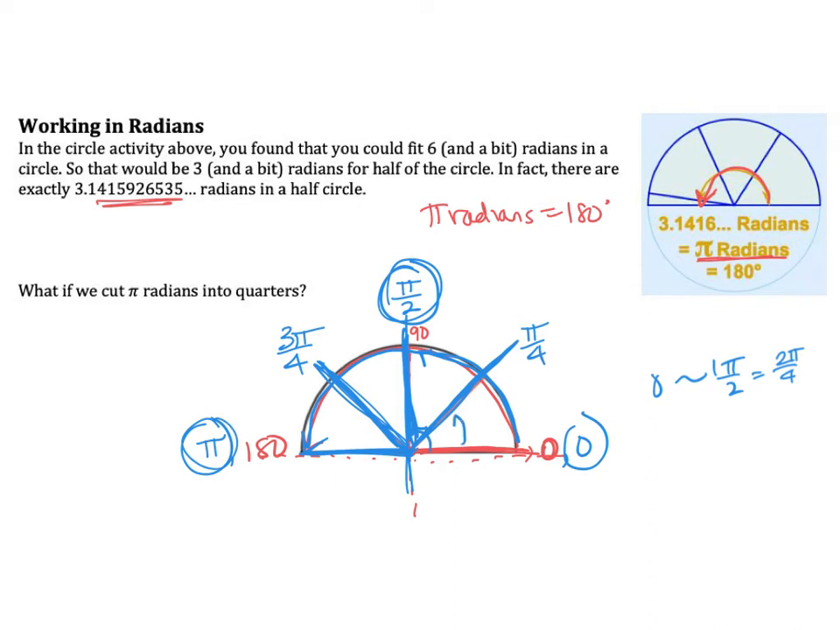We could rotate pi over 4 units, which is equivalent to what? Hopefully you're seeing that that's equivalent to a 45 degree angle. This is equivalent to a 90 degree angle. What if we rotate 3 pi over 4? That's a 135 degree angle, etc.